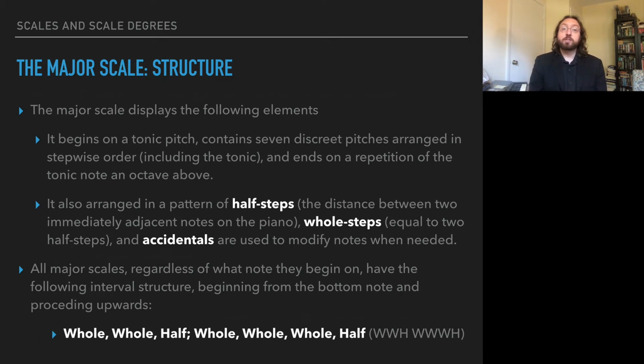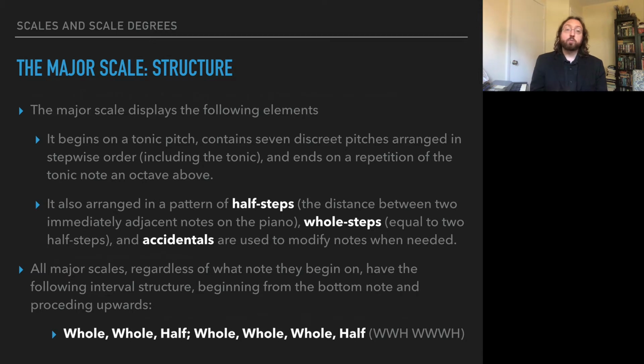The major scale displays the following elements. It begins on a tonic pitch, contains 7 discrete pitches arranged in stepwise order, and ends on a repetition of the tonic note an octave above when we are looking at an ascending scale. It is also arranged in a pattern of half steps, the distance between 2 immediately adjacent notes on the piano, and whole steps, equal to 2 half steps. And accidentals are used to modify notes when needed.